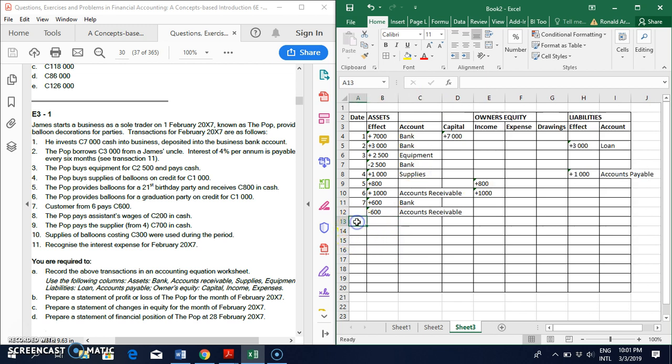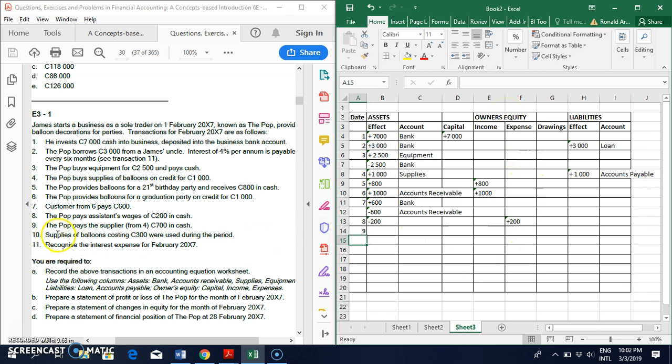Then we look at the next transaction, transaction 8. The Pop pays assistant wages 200 Rand in cash. We paid, so that decreases our bank account with 200 Rand. Wages is an expense. So remember, look what I'm doing. I'm increasing my expenses, because the more my expenses increase, the more owner's equity decreases.